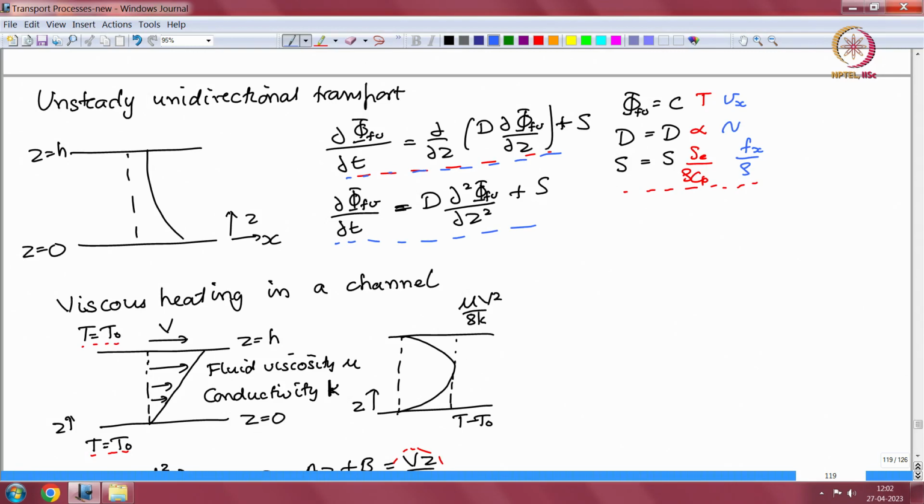Field variable is concentration, temperature or velocity. The diffusivity is the mass diffusivity, thermal diffusivity, momentum diffusivity. The sources are mass source, momentum source and energy source. First we considered the simplest case where the diffusivity is a constant and there is no source, steady state. We are considering steady state in all cases.